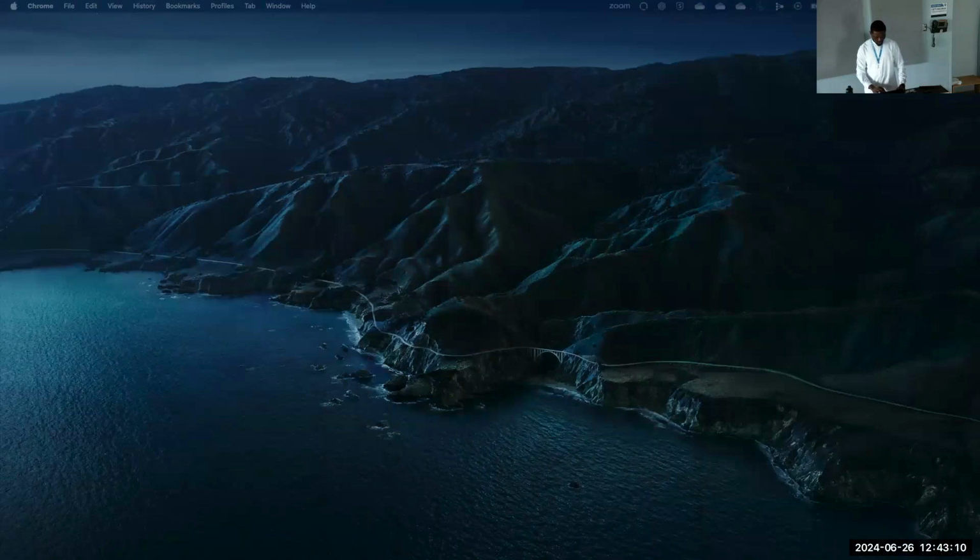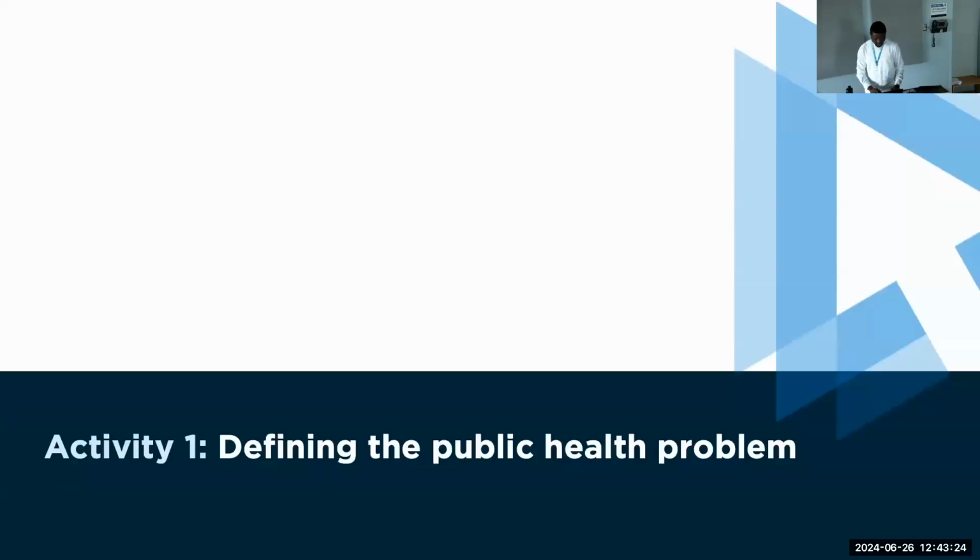Okay, so we're going to move now into block 2 of the activities we've planned for today. I'm going to share my screen again. Is it working? So we're going to probably skip the empathize phase.